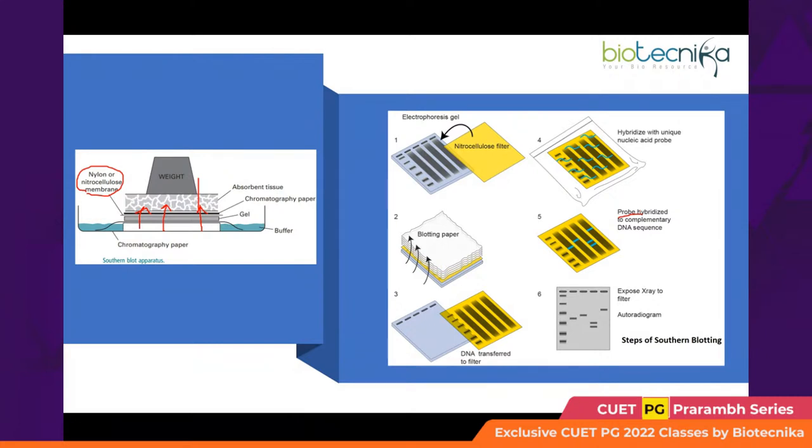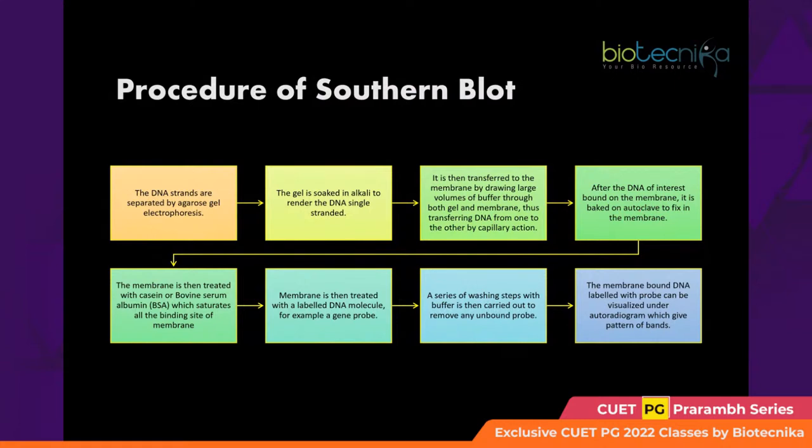So if we are going for Southern blot, one step we have to include is to soak the gel in an alkali, which will make our DNA single stranded. So that when we attach the probe, which has a sequence complementary to the DNA we want to find, or the gene of interest, the probe will go and bind to that segment of the DNA where it finds the complementarity.